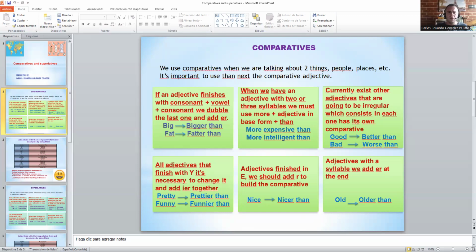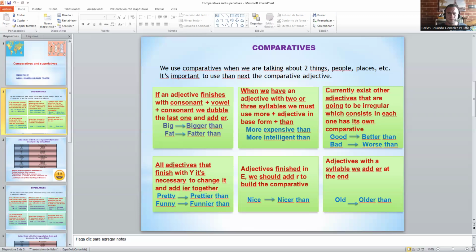Now, when an adjective has two or three syllables, we use more expensive than. This adjective always conserves its base form. We don't say expensiver than. It's wrong, because this adjective has between two or three syllables. Let me see more examples of the previous rules. This cell phone is more expensive than my previous one. Always this adjective conserves its form; you want to use more.